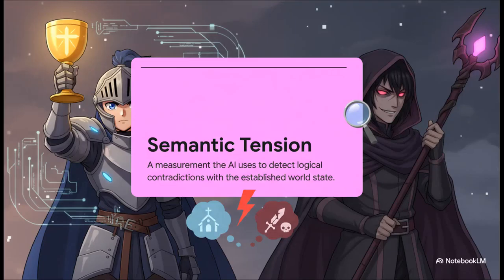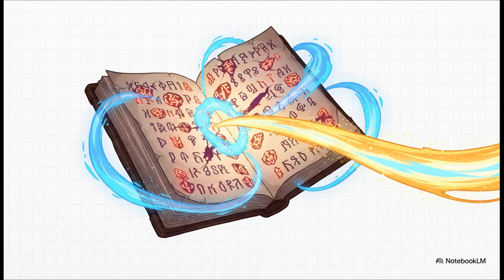So how does it self-correct? It uses a concept called semantic tension. That sounds complicated, but just think of it as the AI's built-in logic cop. It's always checking if something new breaks the rules of what's already happened. So if you use OOC to make the mayor evil, but he gave you a holy quest from a good god last week, the AI's semantic tension meter goes way up. It flags that as a potential problem. And what does it do when the tension spikes?